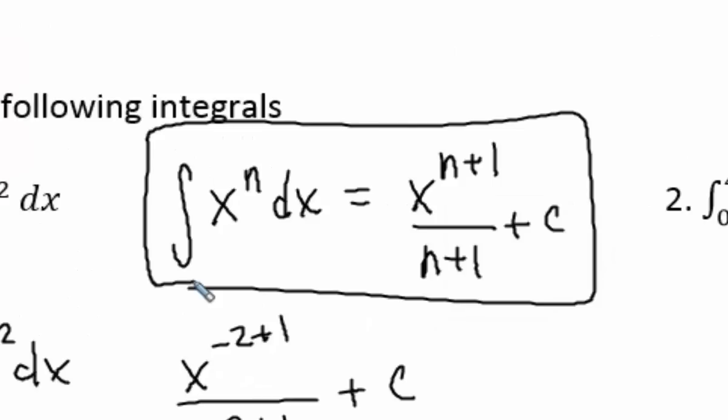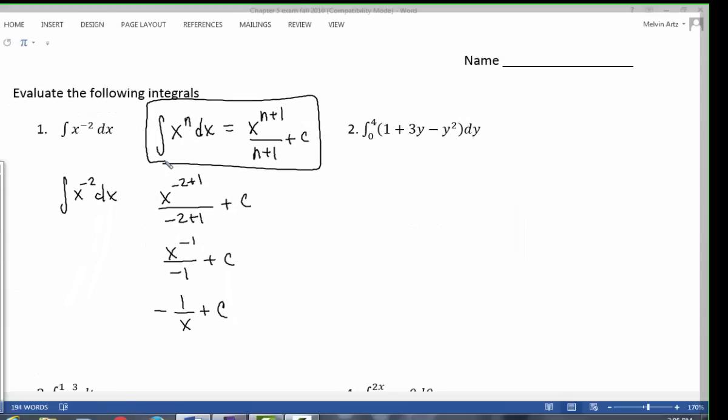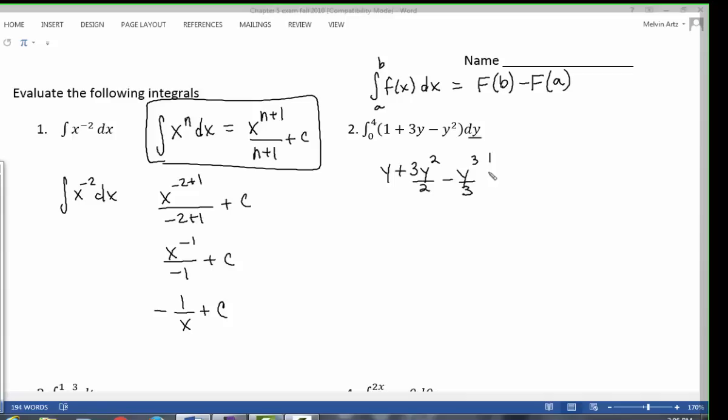but this one is a definite integral, so we're going to have to apply the fundamental theorem. And the fundamental theorem states that if we have an integral, we need to find the antiderivative evaluated at b minus the antiderivative evaluated at a. So the antiderivative of 1 with respect to y would be y plus 3y squared over 2 minus y cubed over 3. And we'll evaluate this from 0 to 4.